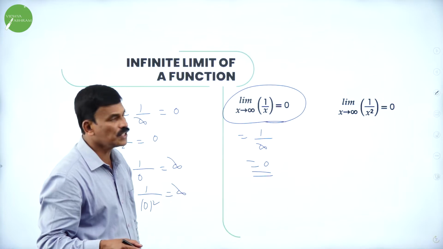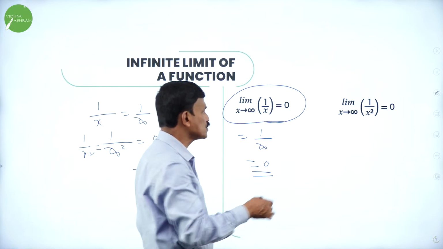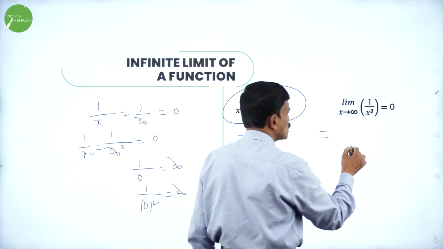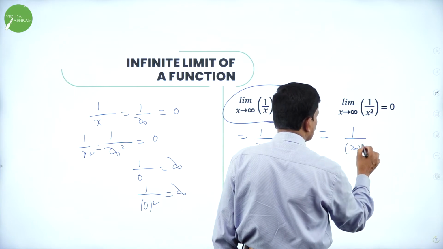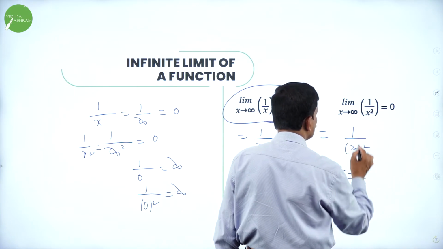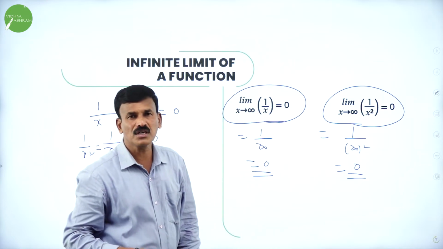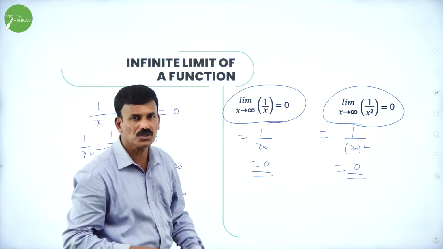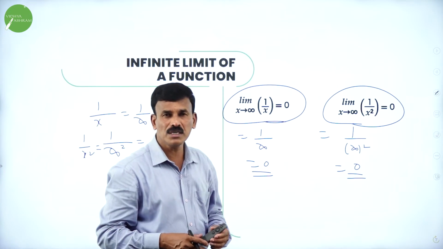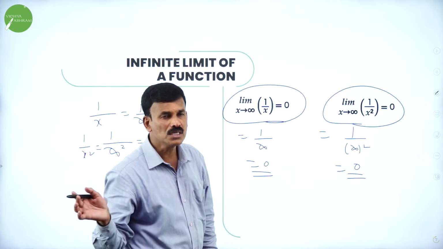Limit x tends to infinity of 1 over x is always equal to 0. Similarly, if you put x square as infinity square, this is also equal to 0. So the value of limit x tends to infinity of 1 over x square is always equal to 0. 1 by infinity or 1 by infinity square is always equal to 0.